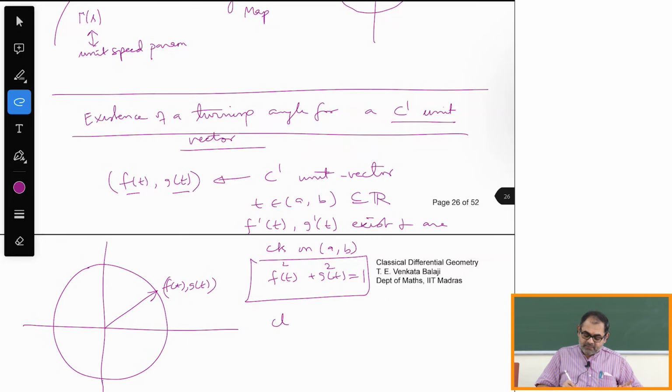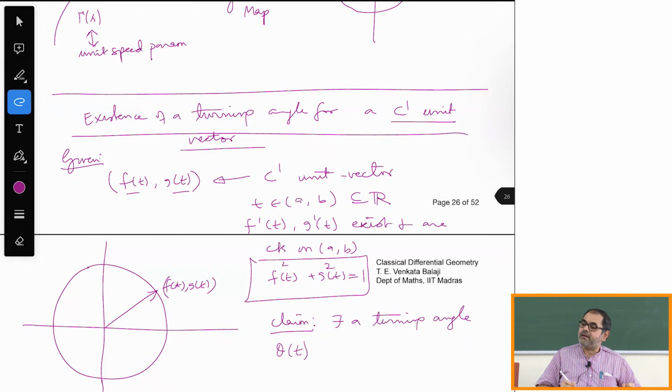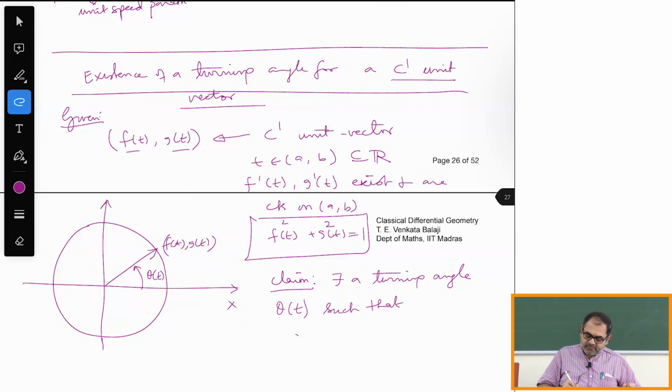So this is given to you, okay. The claim is that there exists a unique, well, even before I say it is unique, let me tell you there is a turning angle theta of t, measured from the positive x direction, such that f of t is cos theta of t and g of t is sin theta of t, okay.